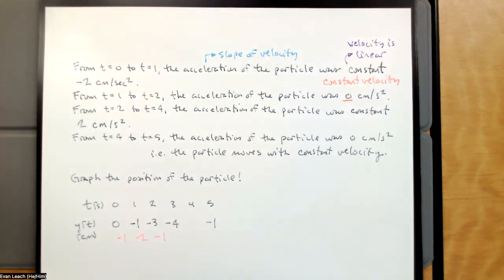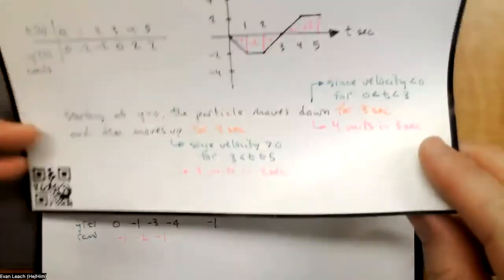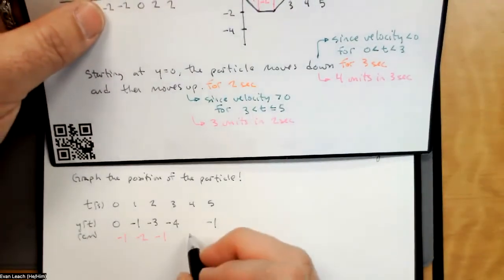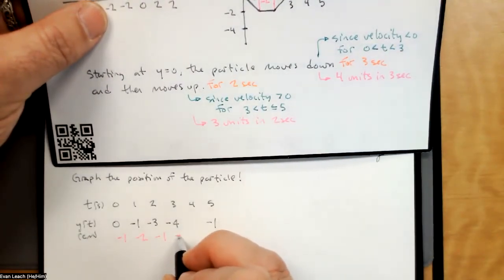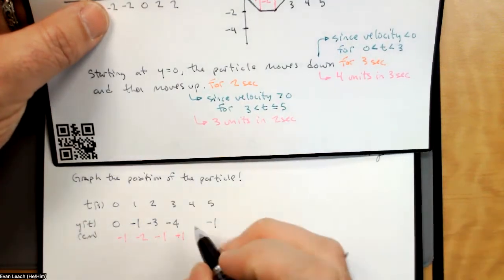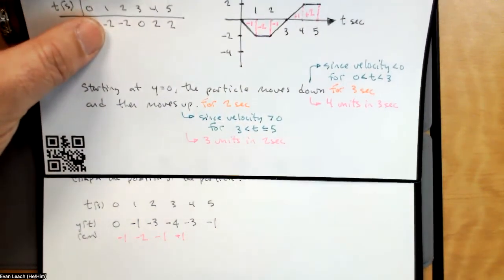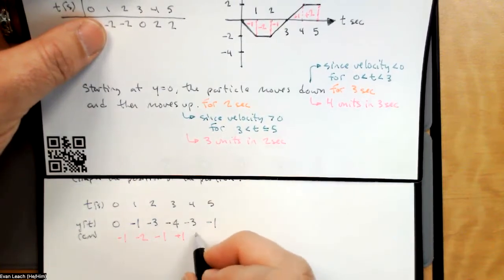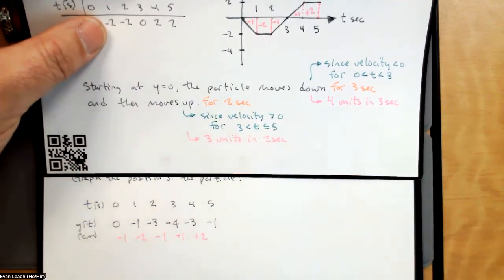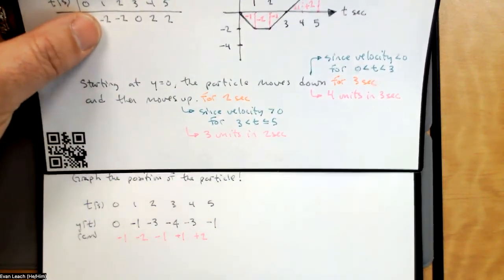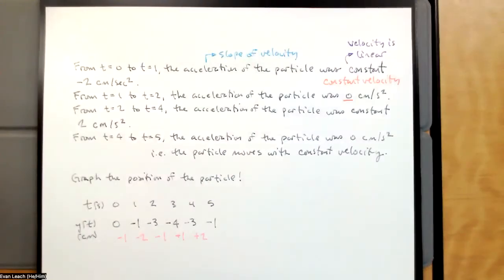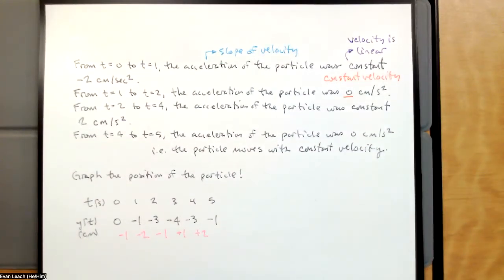Then at 3 seconds, the particle stopped moving down and started moving up, because from 3 seconds to 4 seconds, the change in position is +1. So we went from -4 up to -3. And then from 4 seconds to 5 seconds, the change in position is 2 centimeters, from -3 to -1. So the area is telling us how much the position is changing.